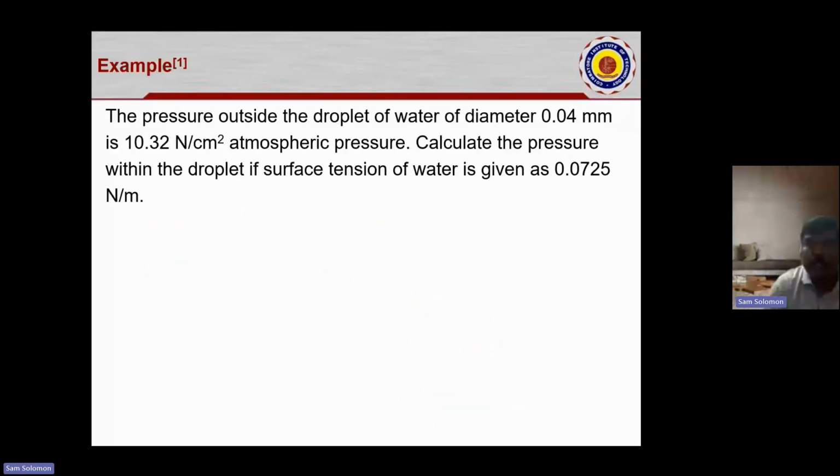Now, the next question is the pressure outside a droplet of water. This is again a droplet of water. The diameter of the water droplet is given as 0.04 mm, so that is going to be 4 into 10 to the power minus 5 meters. The pressure outside is 10.32 Newton per centimeter squared, atmospheric pressure. Calculate the pressure within the droplet. So what they have given here is the atmospheric pressure. The pressure within the droplet is what we are supposed to find out, and the surface tension is given as 0.0725.